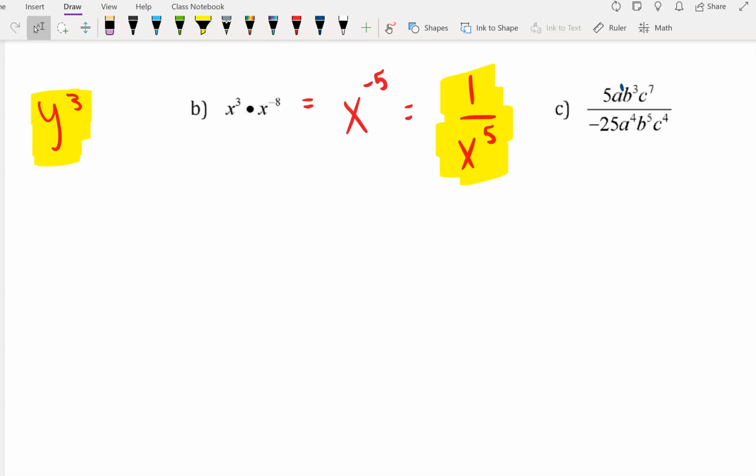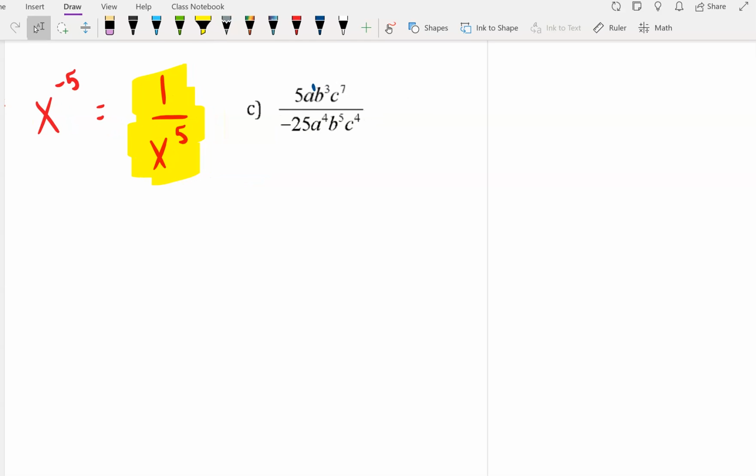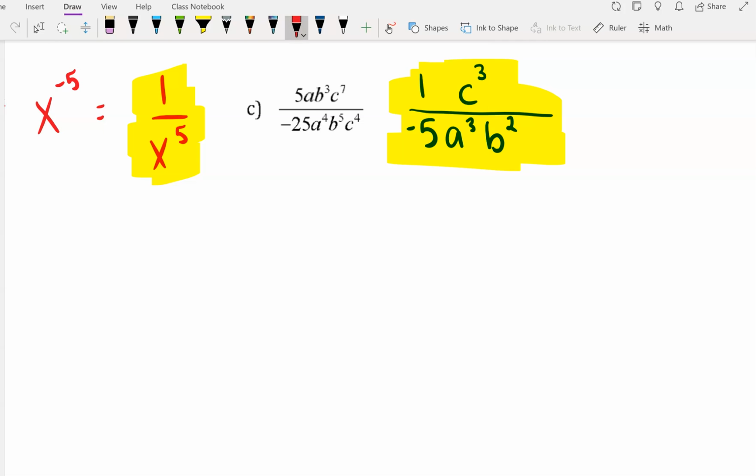The answer to B: since I was multiplying like bases, I added those exponents and I got negative 5. And then to get rid of the negative exponent, I flipped the x to the fifth to the bottom. And now work on C and then unpause the video. Here's the answer I got for C. I'll explain it really quick.